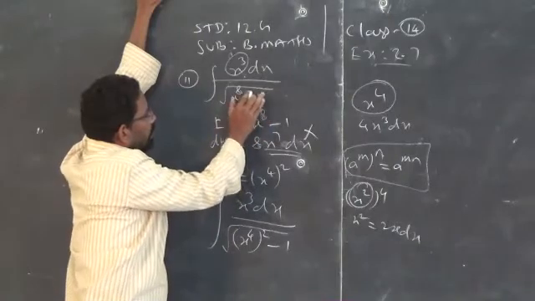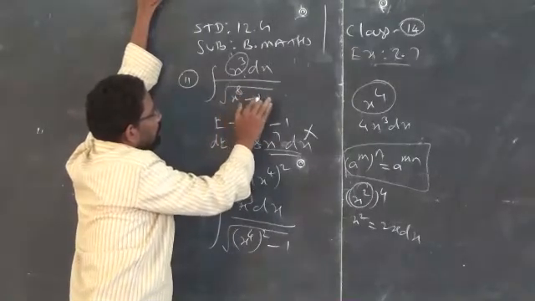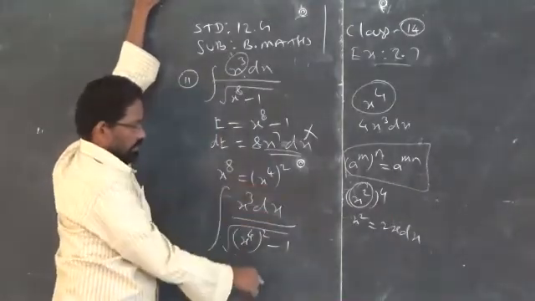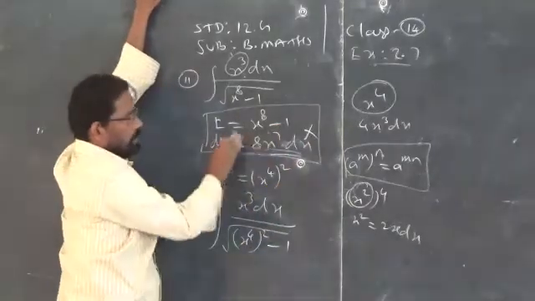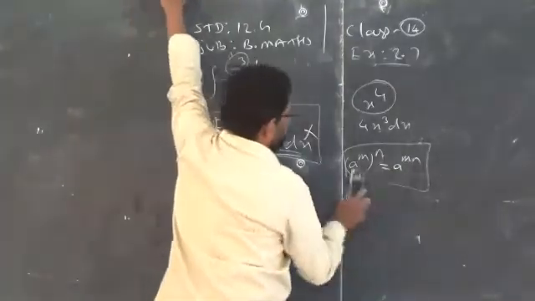So you have to arrange x power 8 minus 1 in order to get x power 3 into dx. So this is the process. Clear? This is just for your understanding purpose I did. This is not necessary. You have to start from here onwards. Clear?